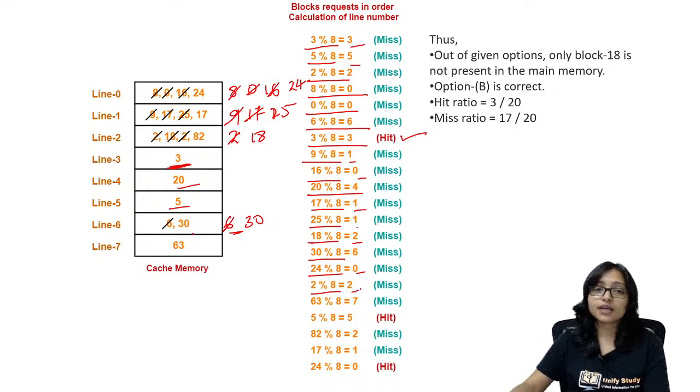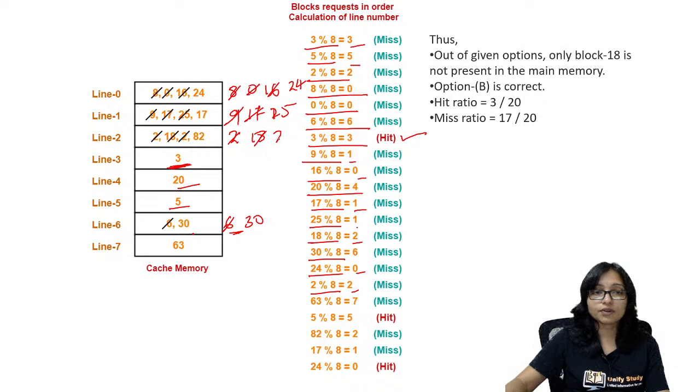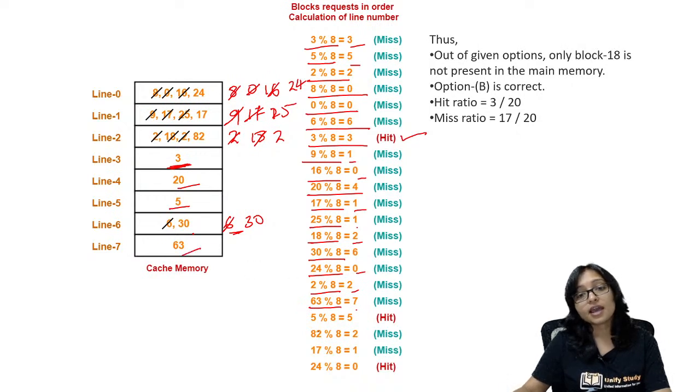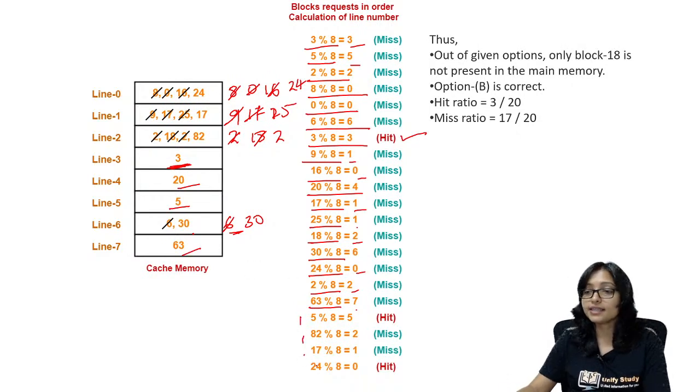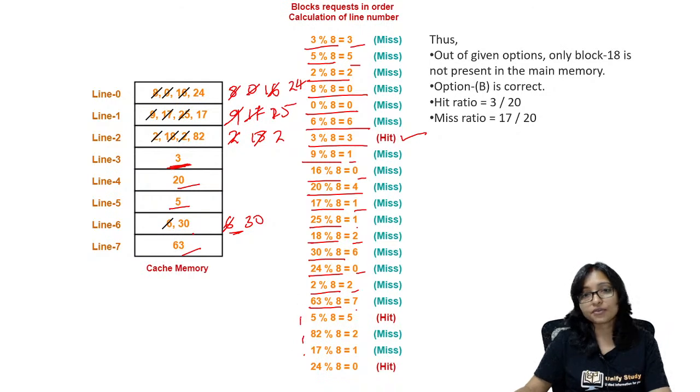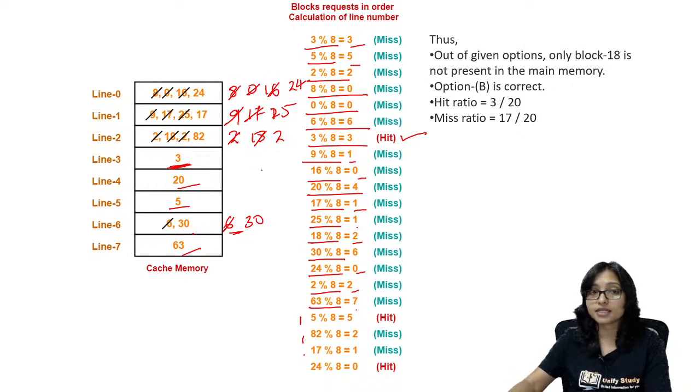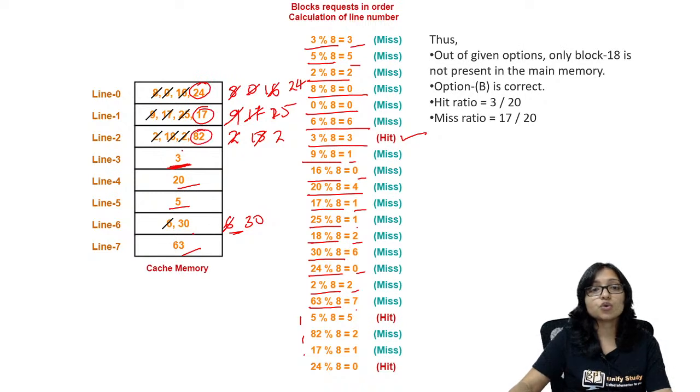2 mod 8 will come to position 2. So here it will be replaced with 2 again. 63 mod 8, so it is 7. So here it is in 7. And so on, in this way you have to continue. Right? So now you will see that ultimately after doing this operation, what are present? 24, 17, 2, 3, 25, 30, and 63. These are present.